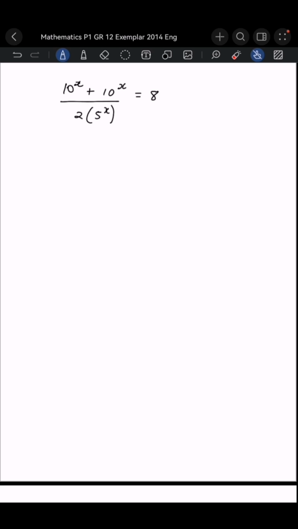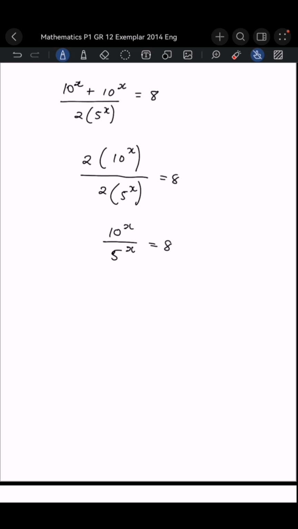Okay, we have 10 raised to the power of x plus 10 raised to the power of x, all divided by 2 times 5 raised to the power of x, is equal to 8. What we see is the ones at the top are like terms, so it becomes 2 times 10 raised to the power of x all divided by 2 times 5 raised to the power of x is equal to 8. The 2 cancels the 2, we are left with 10 raised to the power of x all divided by 5 raised to the power of x is equal to 8.